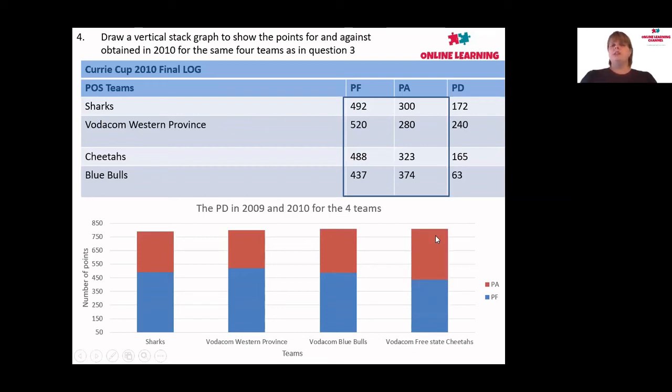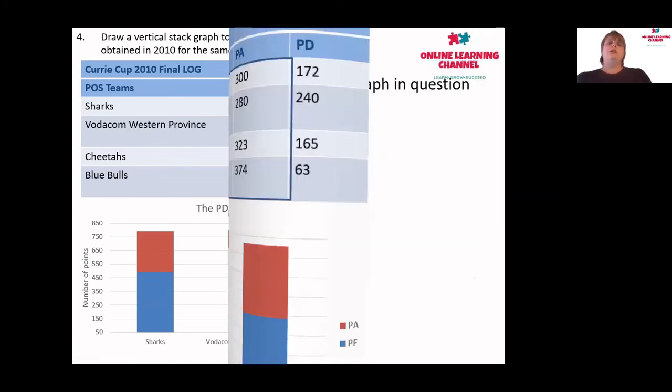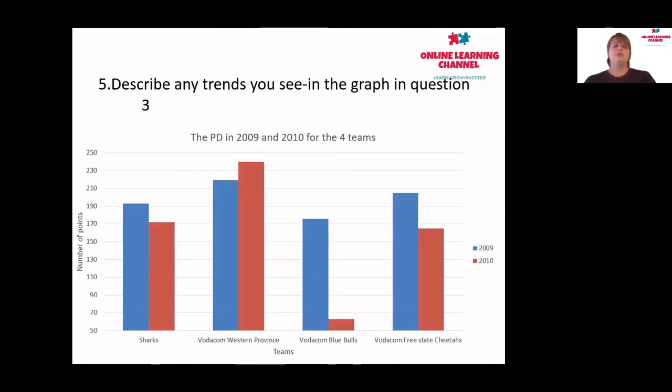Can you see, automatically you can see most of them scored exactly the same points, either for or against. It's quite average. It looks almost the exact same amount. Here and there maybe a few points different, but overall the general tendency is they scored exactly the same amounts. So let's just quickly look at question 5.